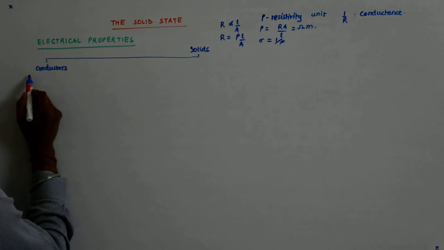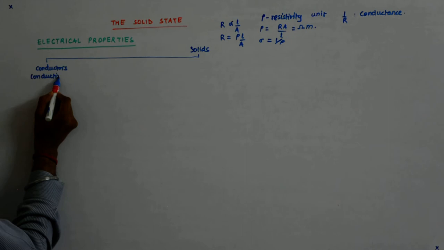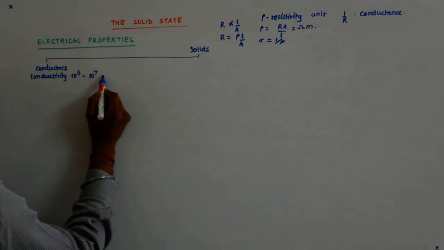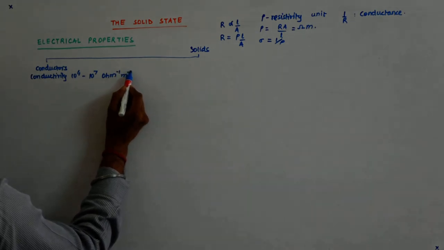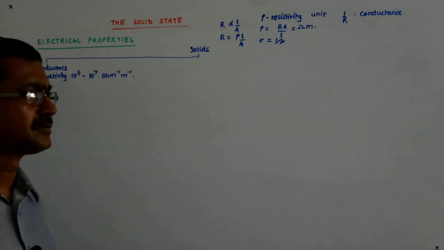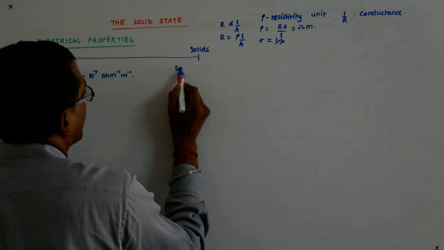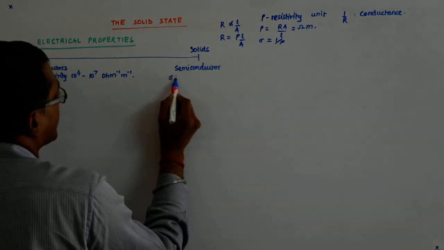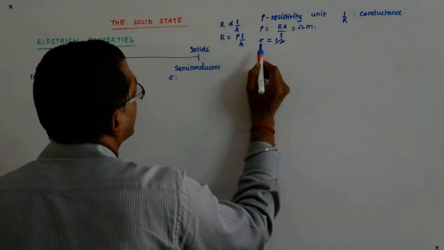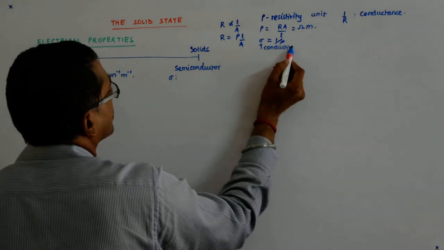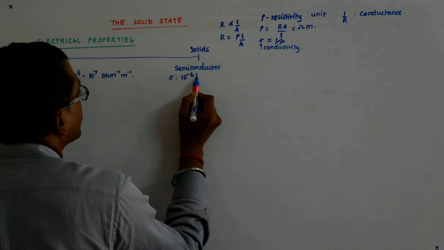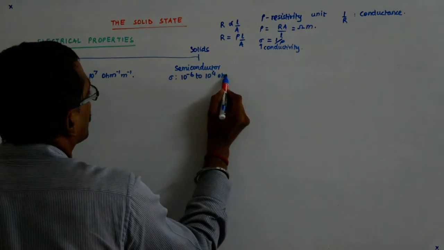So conductors have their conductivities between 10 to the power 4 to 10 to the power 7 per ohm per meter. For a semiconductor, I designate by sigma, because sigma is what we call conductivity, it varies from 10 to the power minus 6 to 10 to the power 4 per ohm per meter.